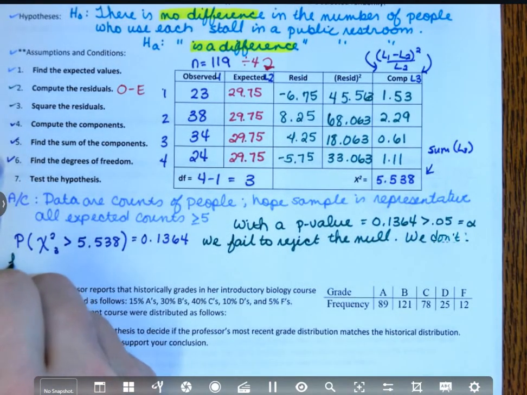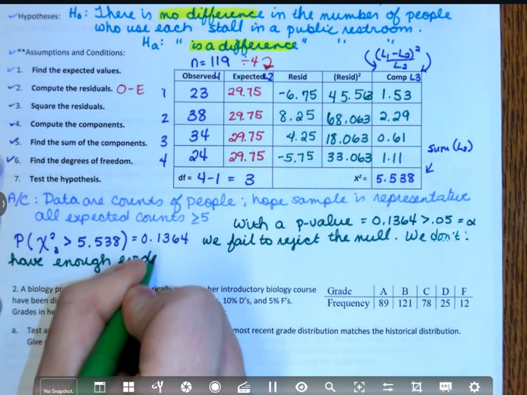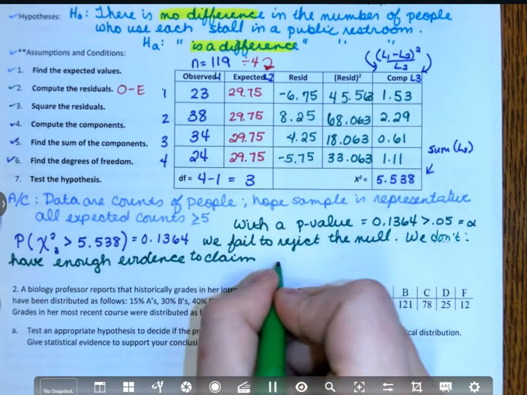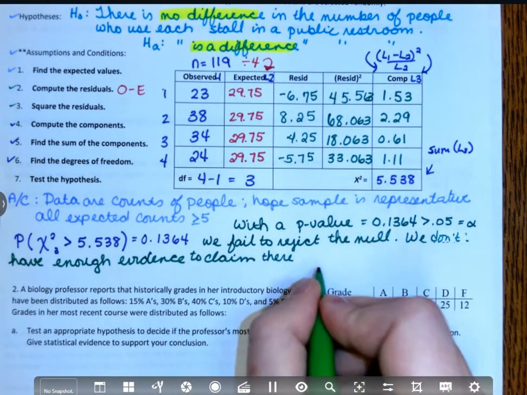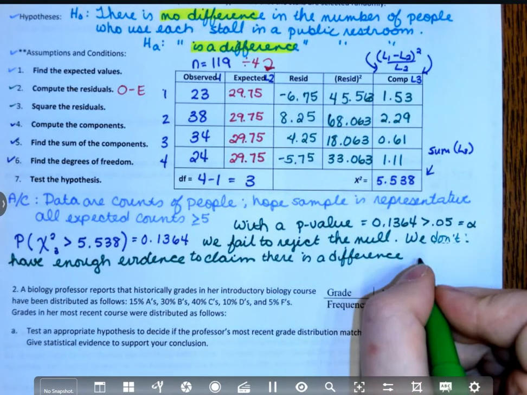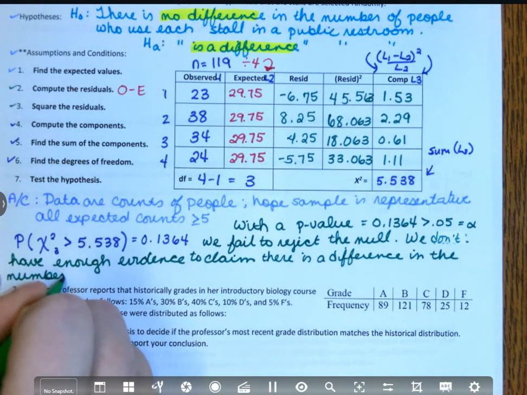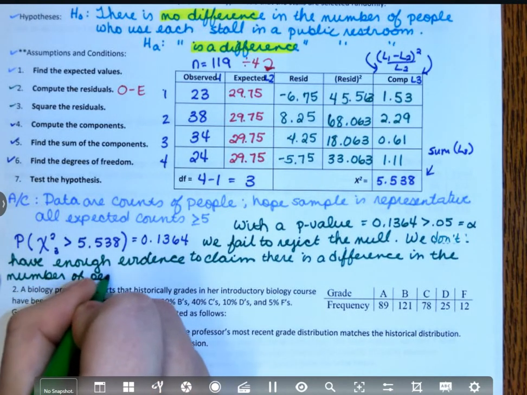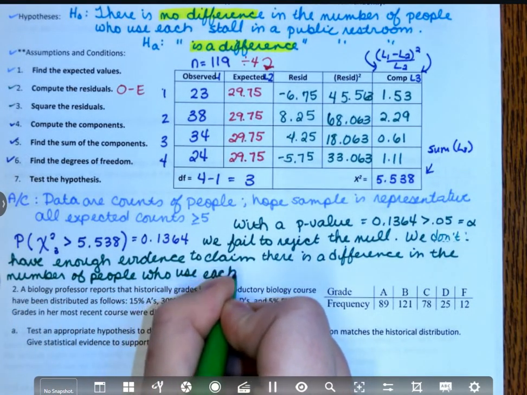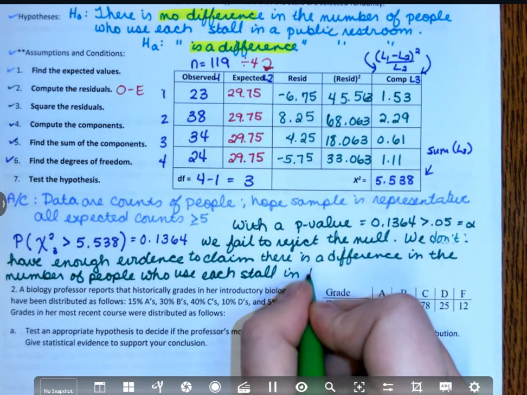We don't have enough evidence to claim what? Right. There is a difference. And we're just going to state the rest of it. In the number of people who use each stall in public restrooms.